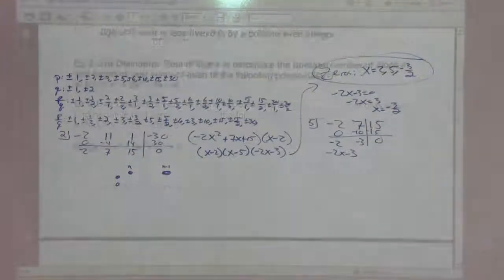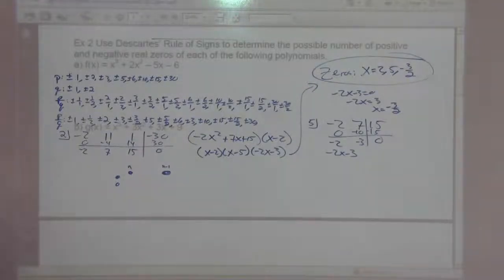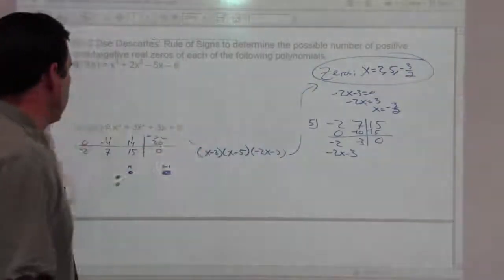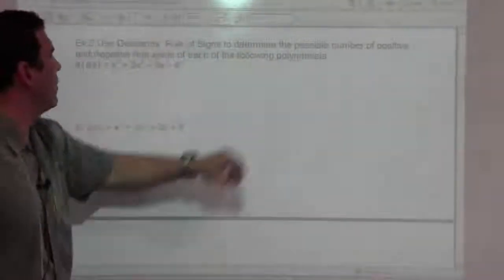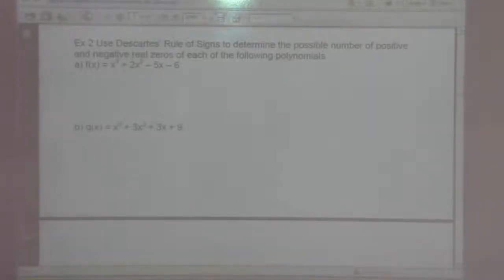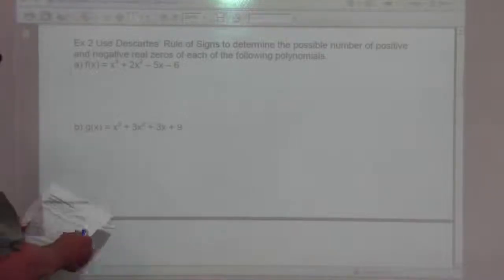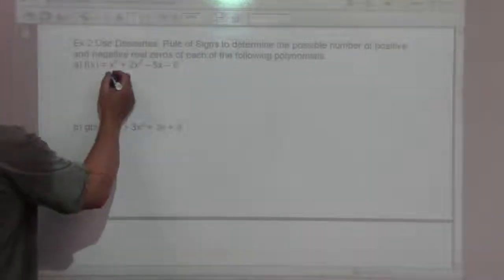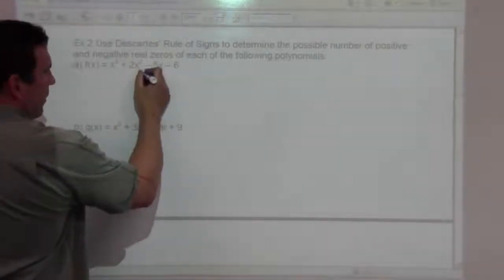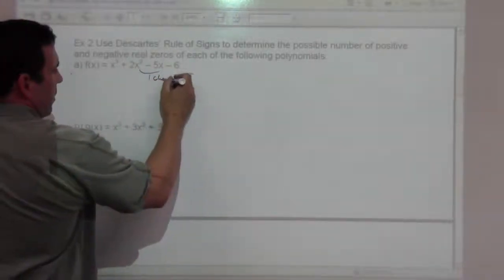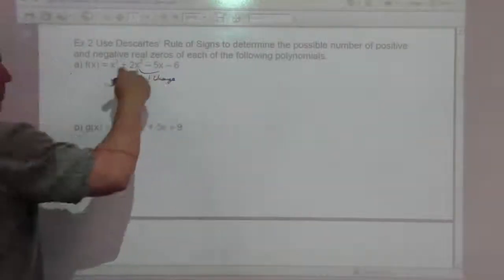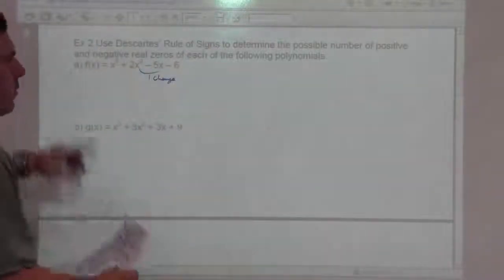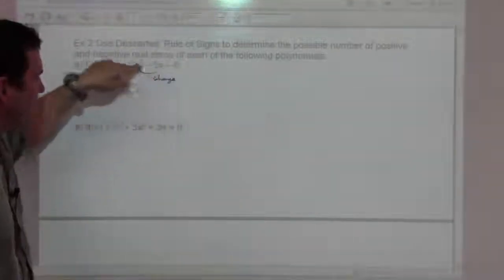Let's look at example 2. Use Descartes' rule of signs to determine the possible number of positive and negative real zeros of each of the following polynomials. Okay? So right now our f of x, it's positive, positive, positive to negative. That's one change. And then that stays negative. So I think I misspoke earlier. That would have been 2. Positive, positive, negative, positive would have been 1 change, 2 changes. This is just 1 change from positive to negative.